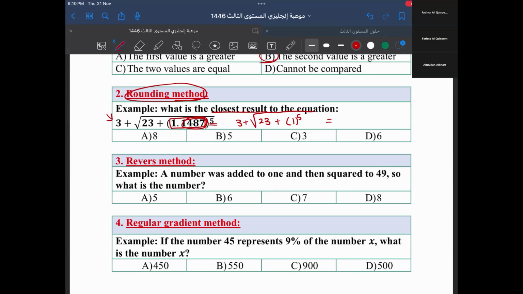Okay, so here what will be the answer? Anyone knows? Yes, Haidar. The 1 to the power of 5, we're just going to make it 1. And 23 plus 1 is 24. So it's 3 plus square root 24. Yeah, so here we're back to the rounding again. We want the closest number that can come out of the root, the closest number to 24. So what is the number?